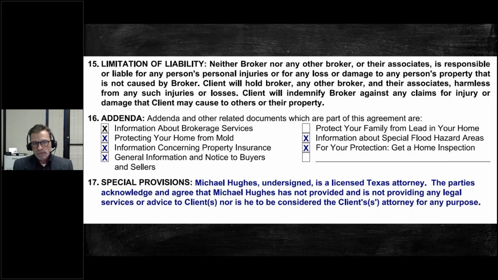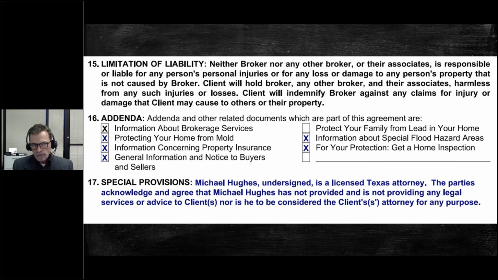So in this context, if the client does something that causes someone injury or damage, and the broker is sued or held liable for the client's actions or omissions, then the client is going to indemnify the broker. The client will be obligated to pay the broker back for any damage or harm that the broker suffers or incurs.